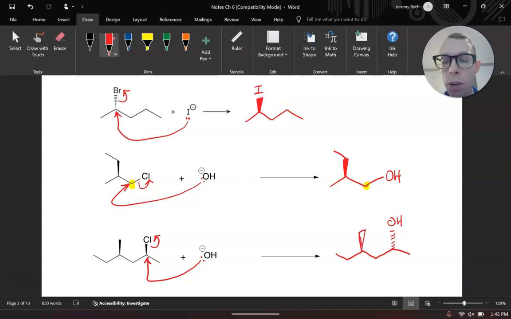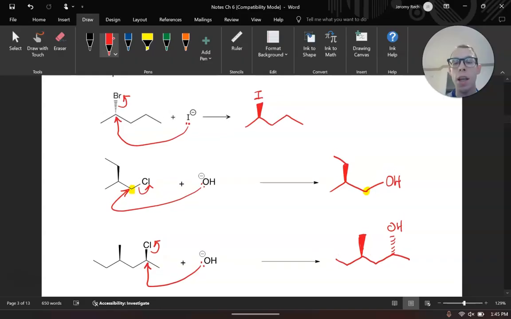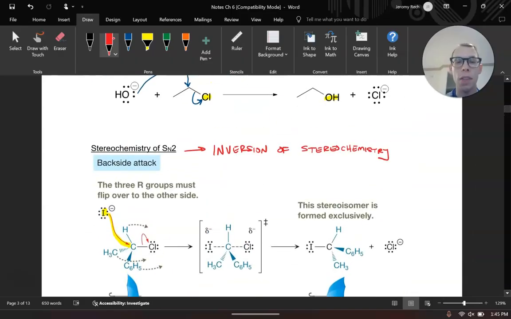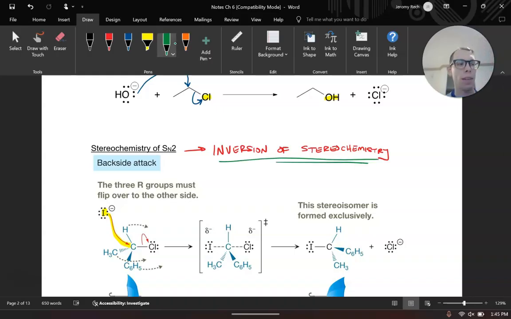However, my other group is going to stay the exact same because it was not at the location of the attack. So you don't just blindly turn all of your wedges to dashes or dashes to wedges. You're only going to change them at the location of attack. And that's actually kind of a cool technique that you'll sometimes see used by organic chemists to change your stereochemistry and get an interesting type of structure that you wouldn't be able to achieve otherwise. So that's one of the big fundamental characteristics of SN2 reactions, this idea that there is an inversion of stereochemistry at our site of attack.